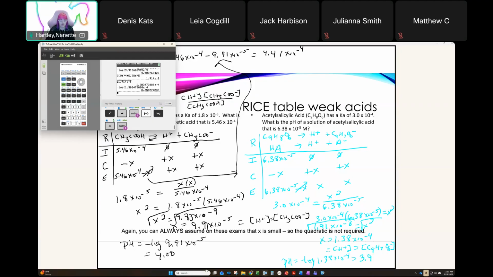Now, again, if I needed to solve for the concentration of an initial acid, C9H8O6 is going to be equal to the 6.38 times 10 to the minus fifth minus the 1.38 times 10 to the minus fourth. That gave me a negative number. That's weird. Why did that give me a negative number?